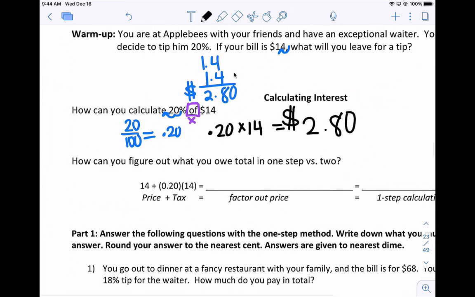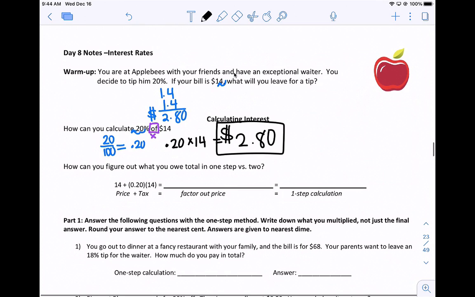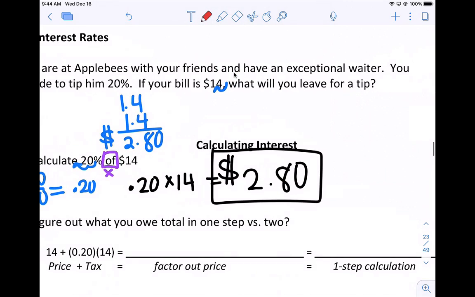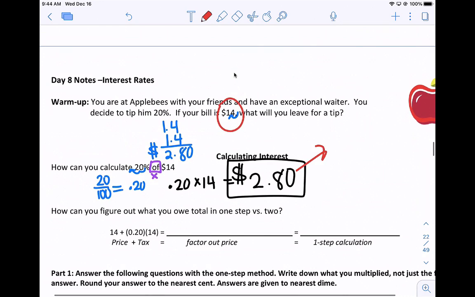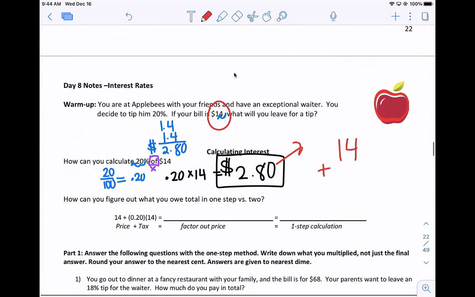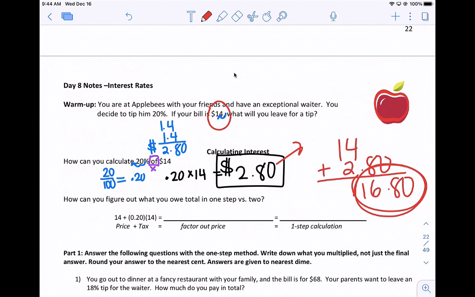Can you figure out what you owe total in one step versus two? So what I mean by two steps is here we calculate the interest, but then we need the total amount that we pay. And we know that $14 is the total amount. So if I take $14 plus the 2.80, the total amount that we owe is $16.80. So that's the amount that we owe for the food plus the tip.